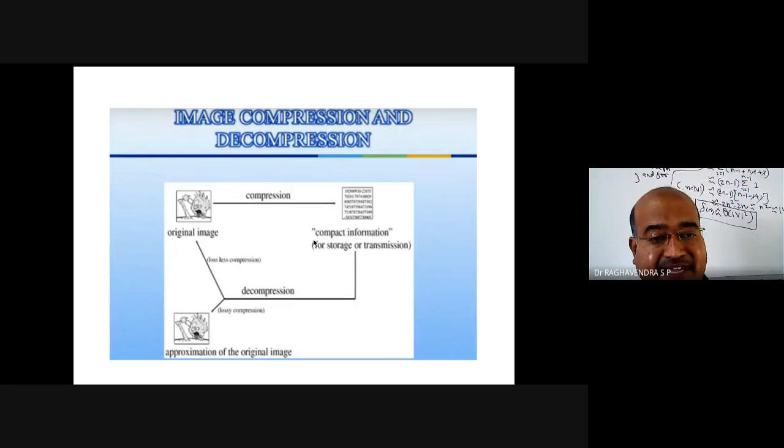The compressed data is taken as compact information, and it is routed through the network. Once it reaches the destination, it will be decompressed. Once you decompress it, you can get back the original image. If you get back the original image with no loss of bits, the same image as it is, then the mechanism is called lossless compression.